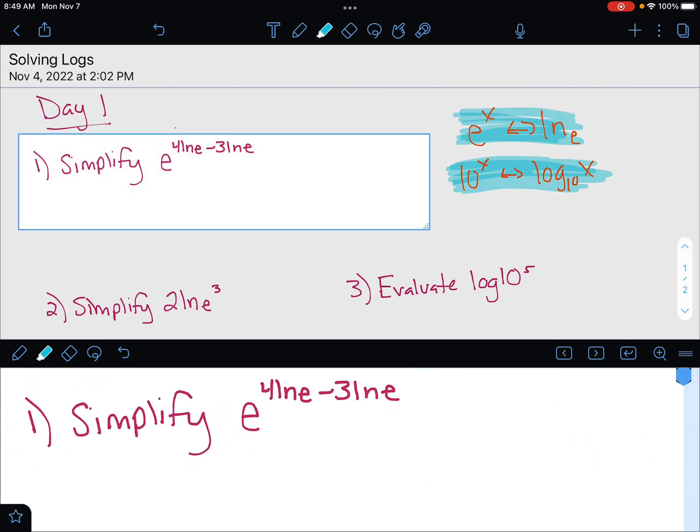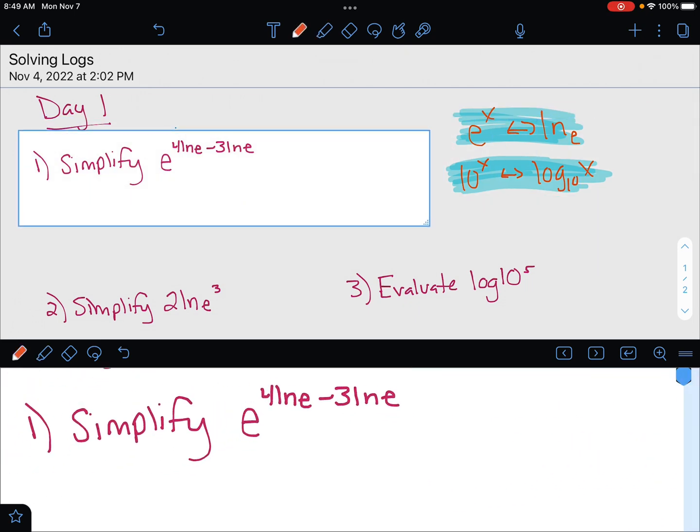So let's start simplifying. Let's look at this first one. The problem is we've got to simplify that exponent first. So go back to your properties rules. What do we do with the numbers out in front? Well, the numbers out in front become powers. So really we have e to the ln of e to the fourth minus ln of e to the third.